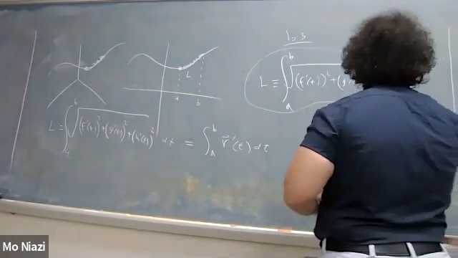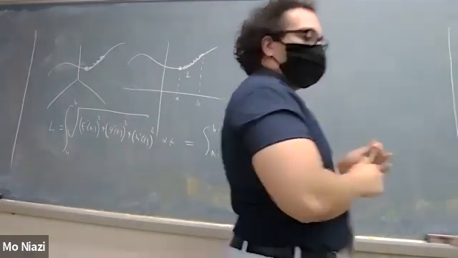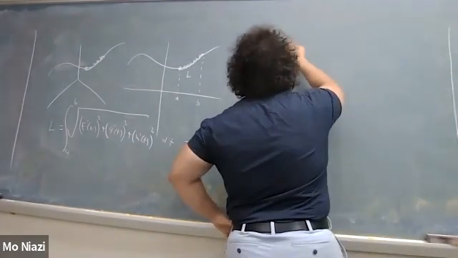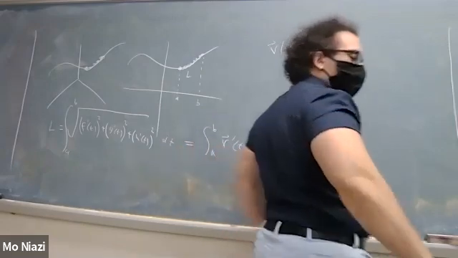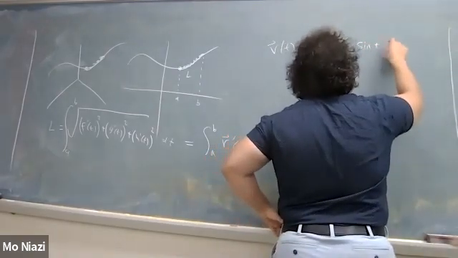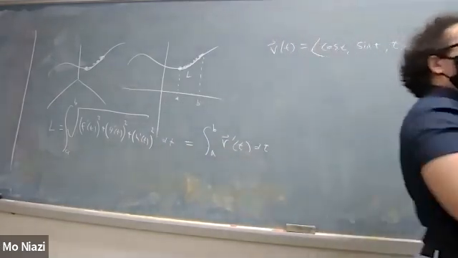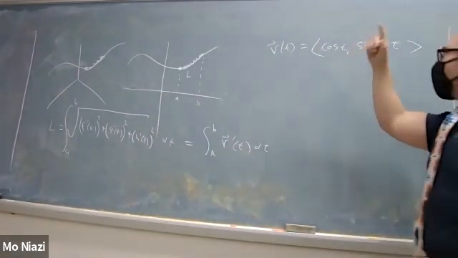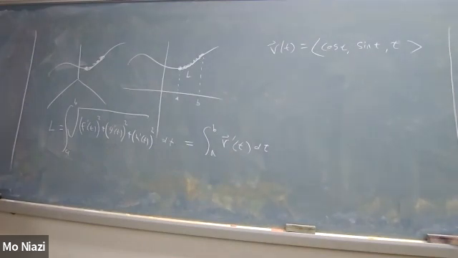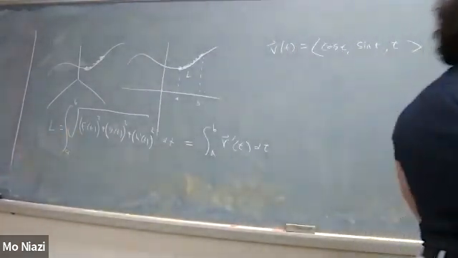So let's apply this notion to a concrete example. Let's say our r of t is defined as cosine of t, sine t, and t. So this forms a parametric curve, right? In 3 dimensions, this forms some type of curve. And if it has a cosine parameterizing the x, a sine parameterizing the y, and t parameterizing z, clearly it's going to look like someone got a coil, right?